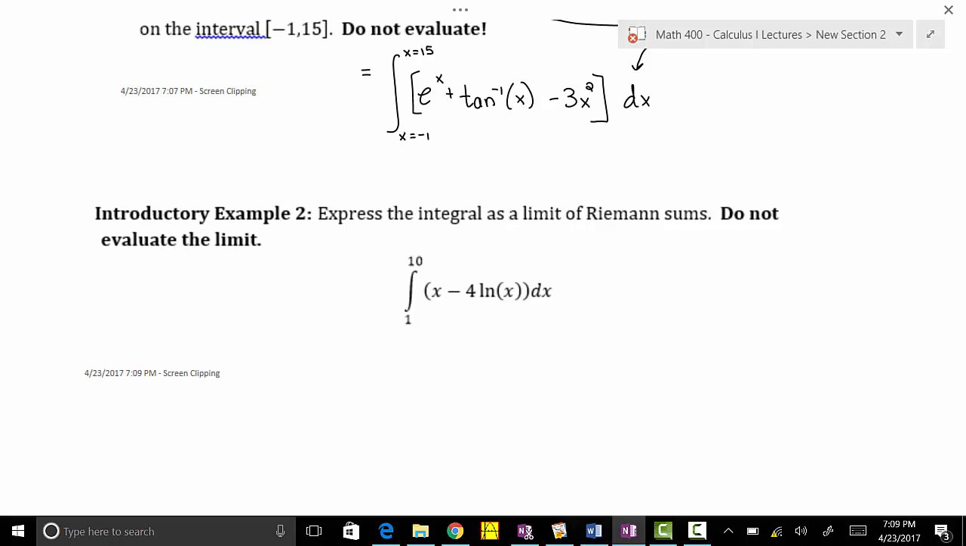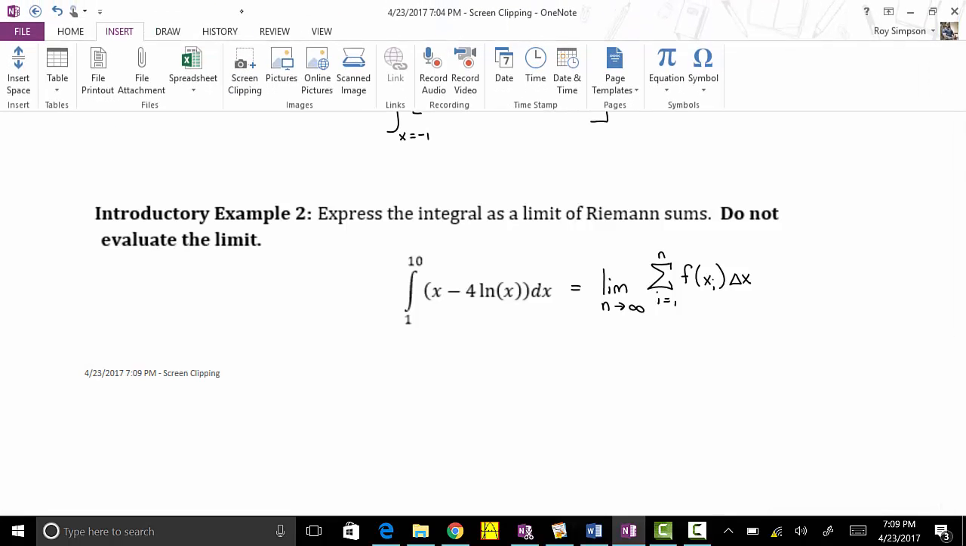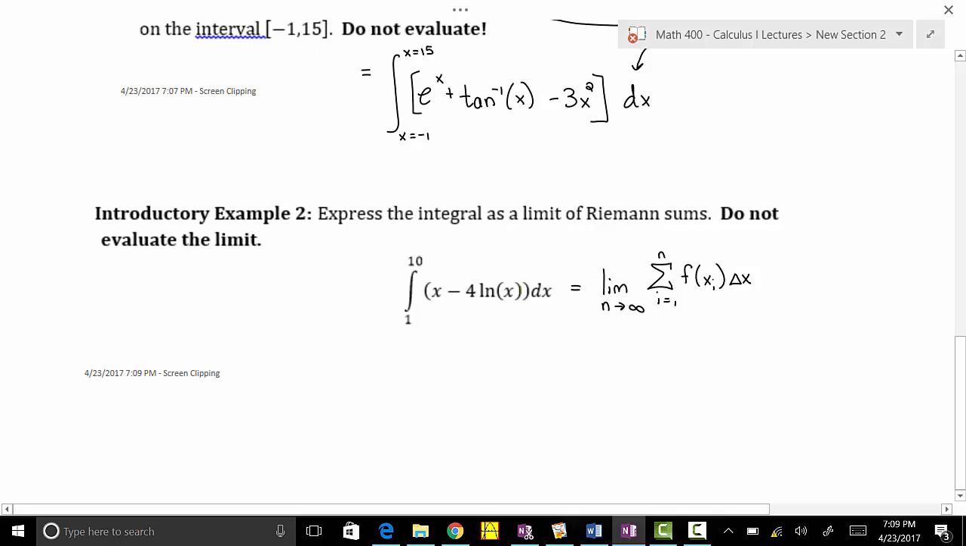All right. Introductory example: express the integral as a limit of Riemann sums and do not evaluate. Now, this is actually the harder way to go. Remember, this is defined to be the limit as n goes to infinity of the summation i equals 1 to n of f of x sub i, times delta x. I'm just going to call it f of x sub i, not f of x sub i star. Now, the function in this case is x minus 4 natural log of x. So all I need to do is call it x sub i minus 4 natural log of x sub i. And instead of dx, I'll have a delta x.